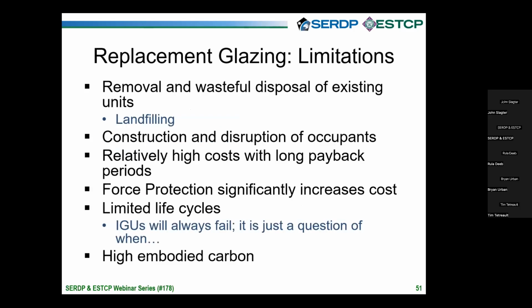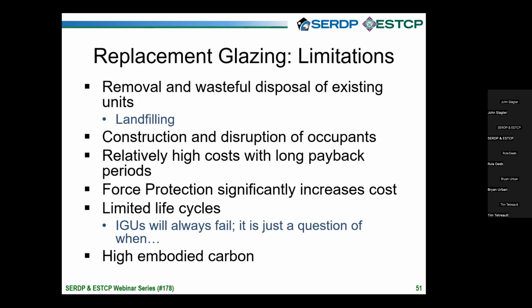Limitations with replacement glazing are that it's expensive. Energy contracting companies rarely, if ever, will willingly remove existing windows, no matter how inefficient they are, and replace them with new windows because the cost of installing the new windows is too high and the energy savings is too low to make a good business case for them to do that. So often in energy performance contracts, the windows stay there even though they've been identified as a problem for energy efficiency. If you need force protection features on the replacement windows, that can add to the cost of the new window.